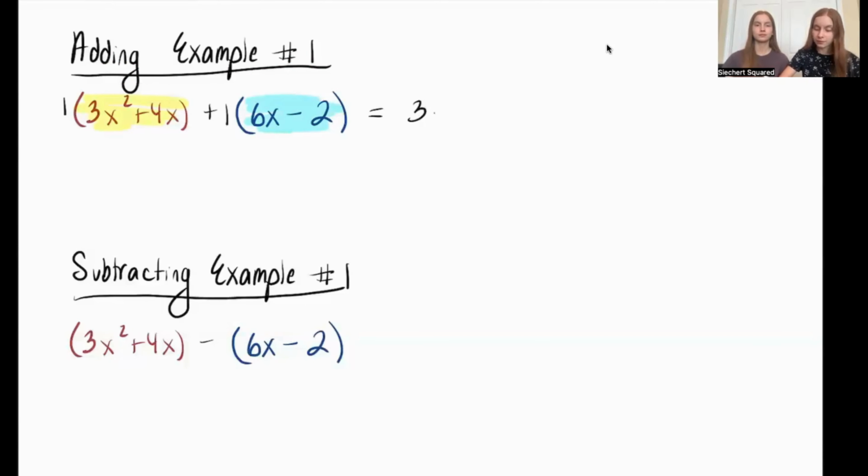So we still have that 3x squared plus 4x, and we're also going to add that 6x minus 2. And like Cassie said, this turns into just a combining like terms problem. Now, again, if you had a number that was not 1 on the outside of those parentheses, you would have to distribute it. But we don't have to because it is that 1, and like Megan said, multiplying by 1 doesn't change anything. So from here, this is just going to be a combining like terms problem.